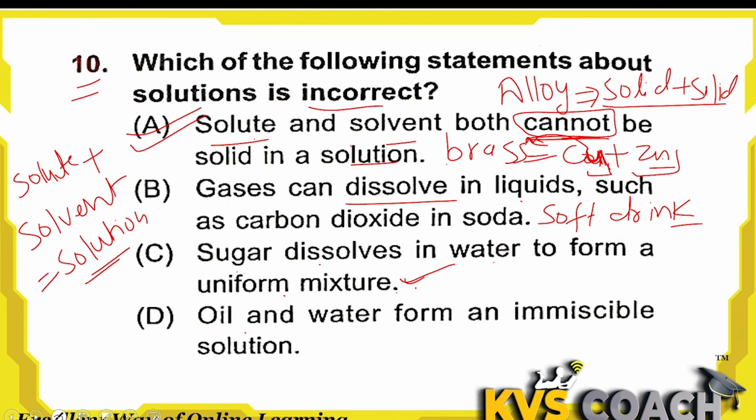This is correct here. Oil and water form an immiscible solution. I told you in the previous question that oil and water cannot mix with each other, so they form immiscible solution. Immiscible means two liquids cannot be mixed together, but miscible means that solvent and solute can mix together easily, then they make miscible solution. But here oil and water are immiscible, so this is also correct. So the wrong one is only option A, that solid and solid cannot mix to form solution. They can, because alloys are solid in solid solutions.